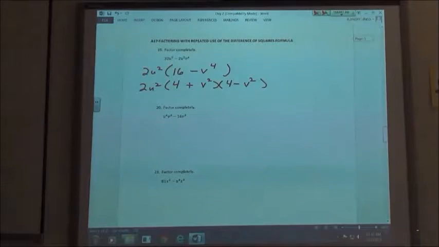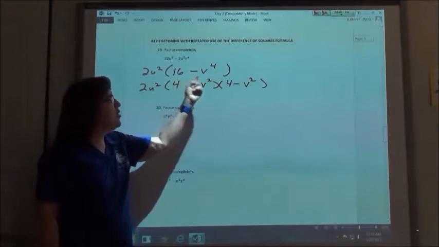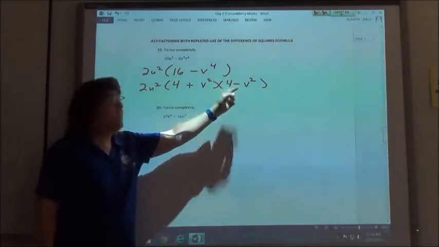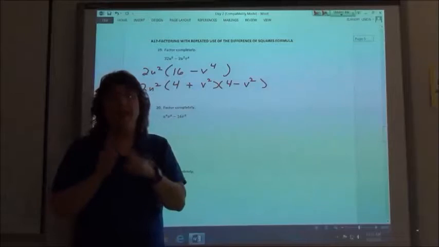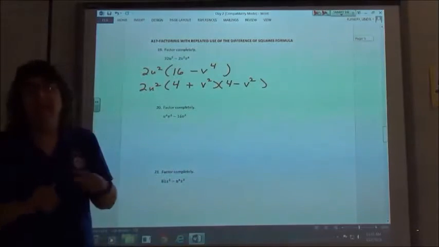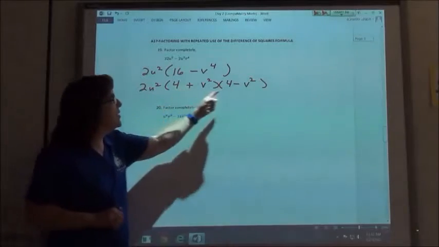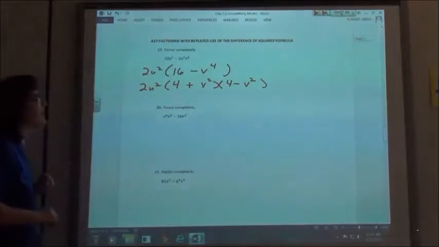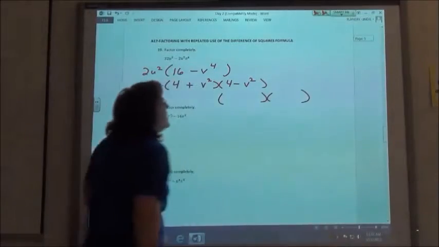Now notice the directions, or the name, said with the repeated use of difference of squares formula. We have the difference of squares here, but we have it a second time. We can't factor the sum of squares. If we tried to factor that, there has to be a middle term, because we'd be adding the two middle terms together. So we can't factor the sum of squares, but we have to factor the difference of squares a second time. So factoring the 4 minus v squared.